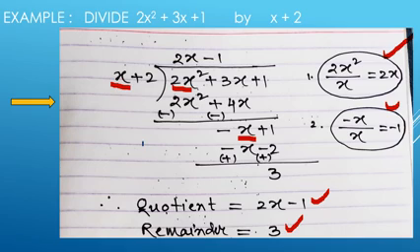Here we have to stop the division process because this is the remainder. Why is it the remainder? Because the degree of this 3 is less than the degree of the divisor x plus 2. Finally, we can write the quotient is 2x minus 1 and the remainder is 3.